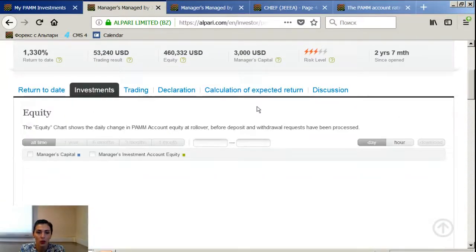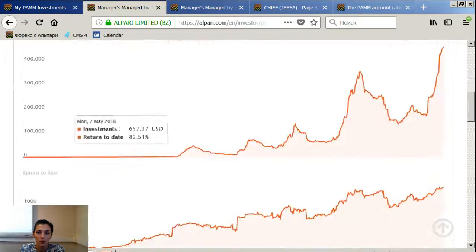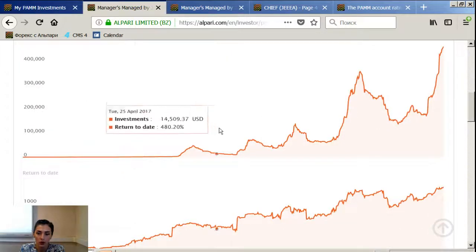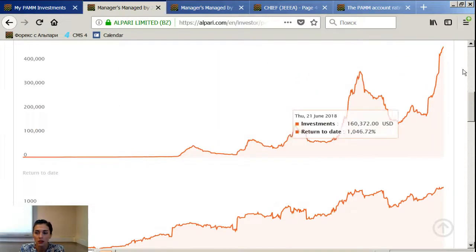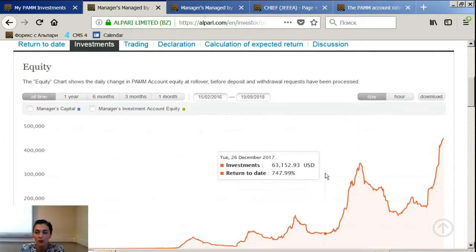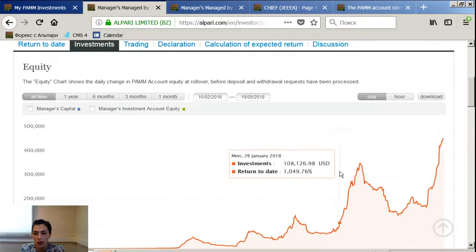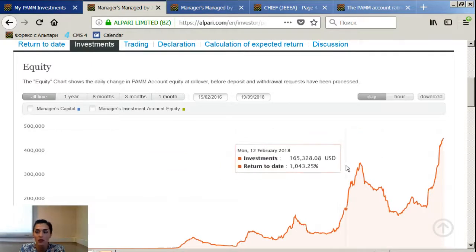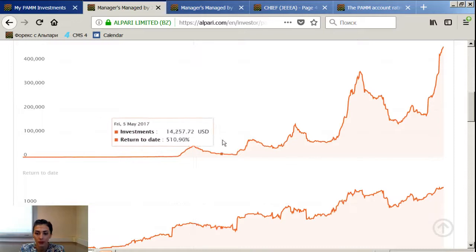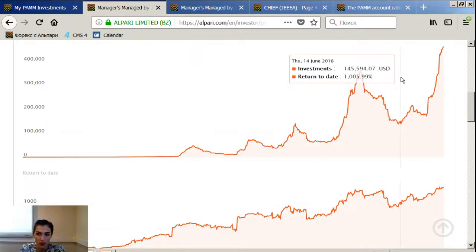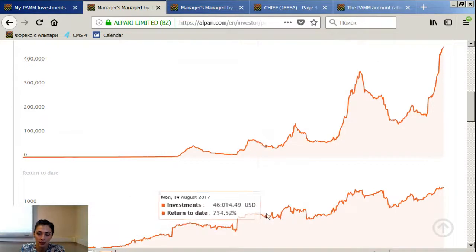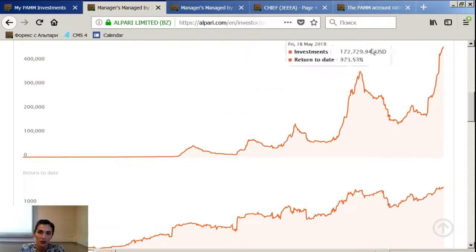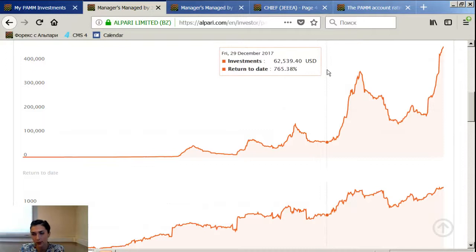Investment tab showing how much money was on the PAMM account in different periods of time, and this tab includes withdrawal and depositing funds by the manager and by the investors, so you can see the equity indicator that contains the yield dynamics plus withdrawal and depositing.